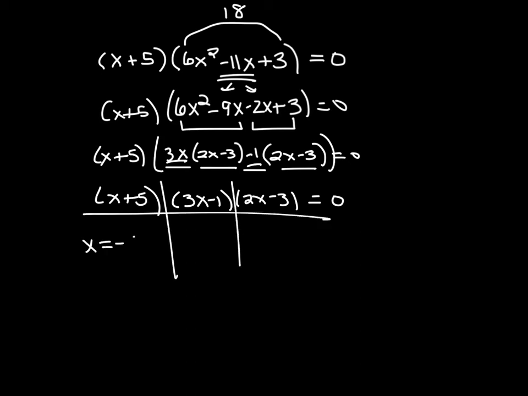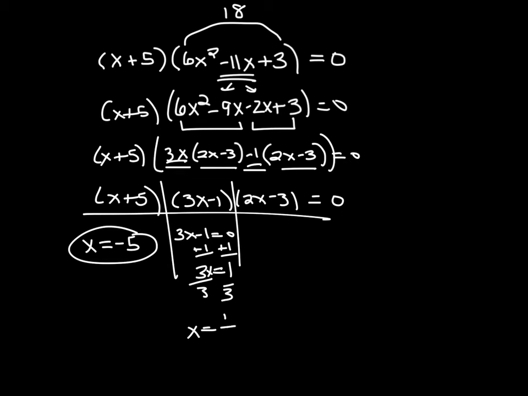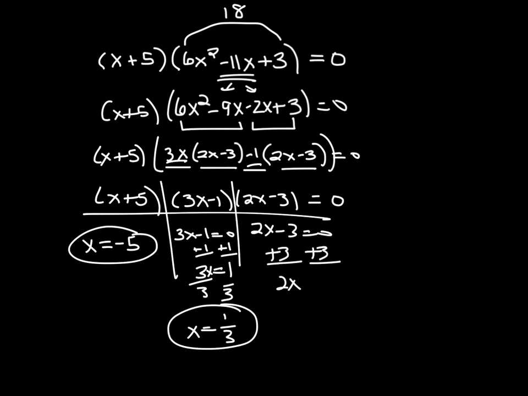So we wind up with x equals negative 5. Here, if you just take the 3x minus 1 and set it equal to 0, you can add 1 to both sides and then divide by 3 to give you x equals 1/3. That's another factor. And then if we take our 2x minus 3 and set that equal to 0, we can add 3 to both sides and then divide by 2 to give us x equals 3/2. So these right here are our zeros.